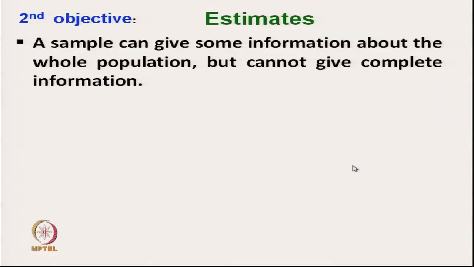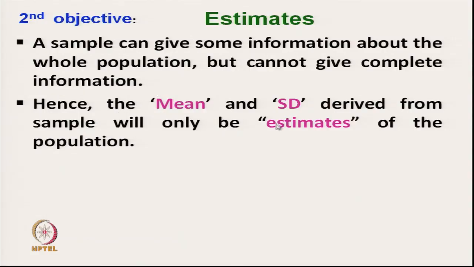And the second objective is to estimate the characteristics of the population, to estimate the range. A sample can give some information about the whole population, but it cannot give complete information. Hence, the mean and standard deviation from a sample will only be estimates of the population. So, if we take the sample and calculate the sample mean or standard deviation, this will give us some estimates.